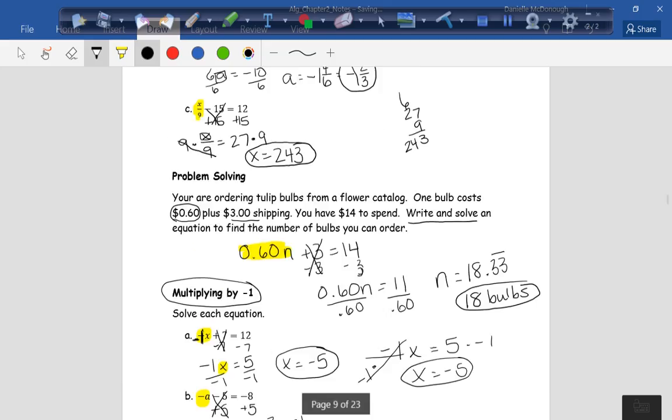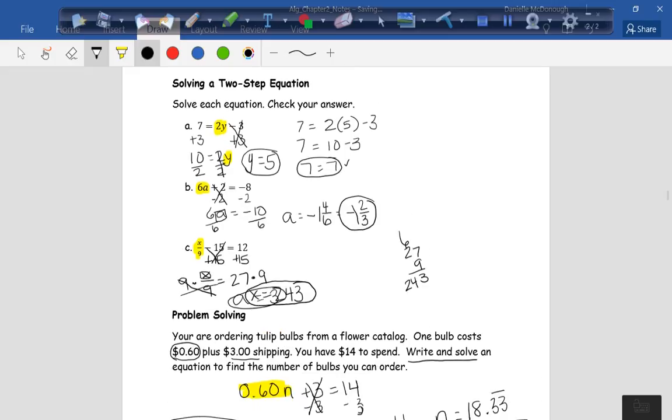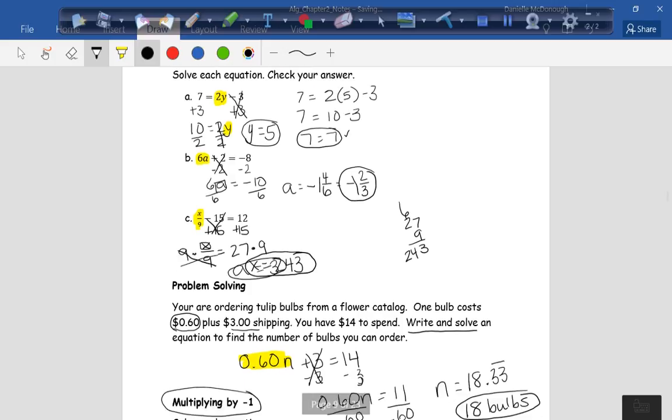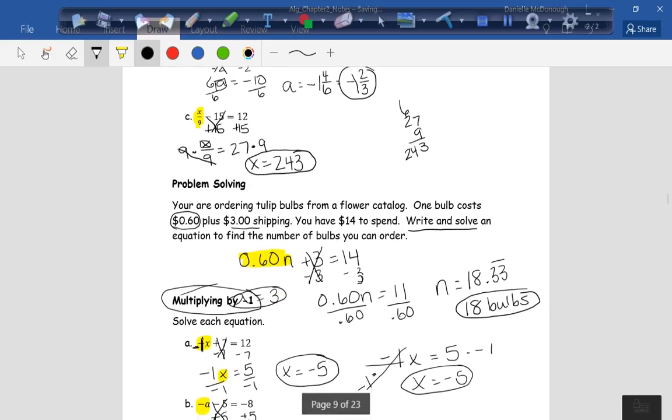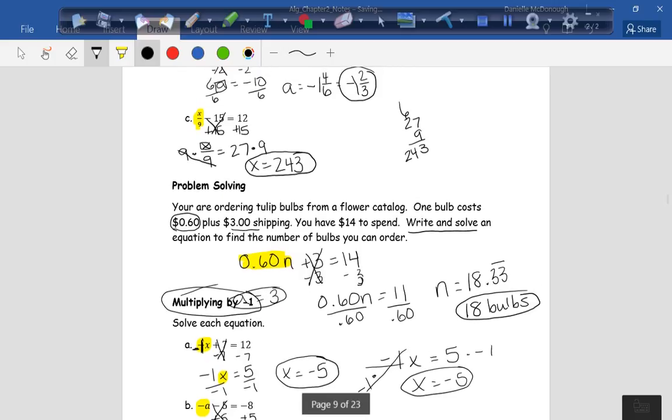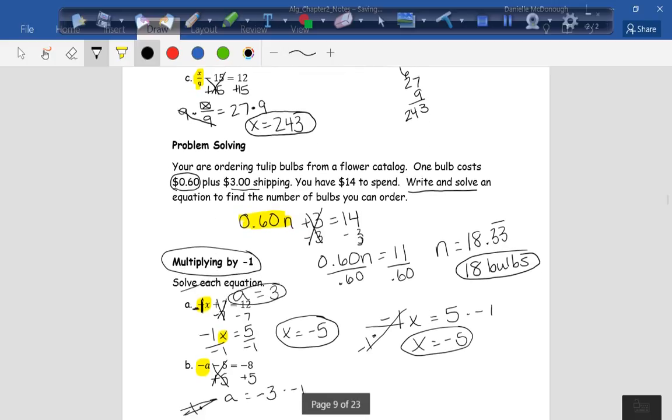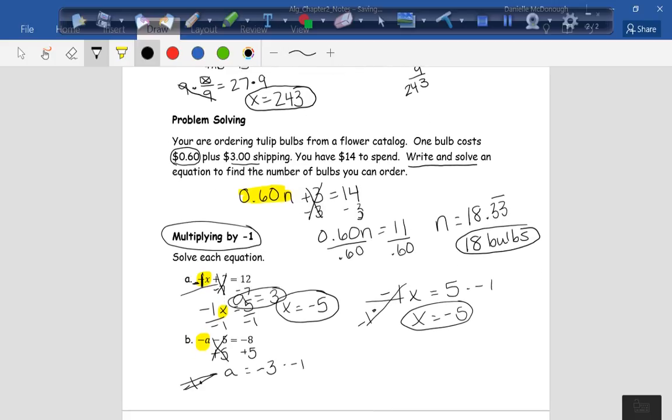So that's it. This is solving two-step equations. So it's just important that you remember to undo the addition and subtraction first, and then undo your multiplication and division.